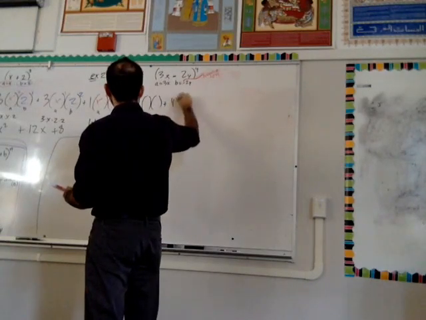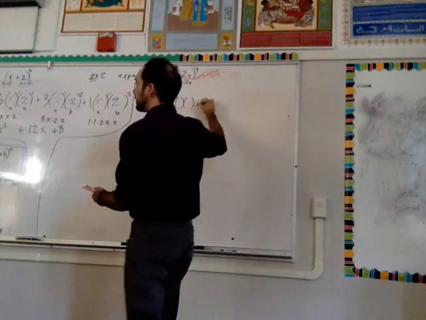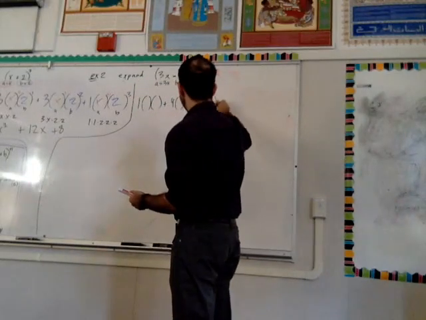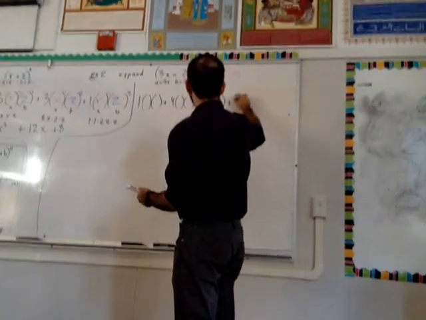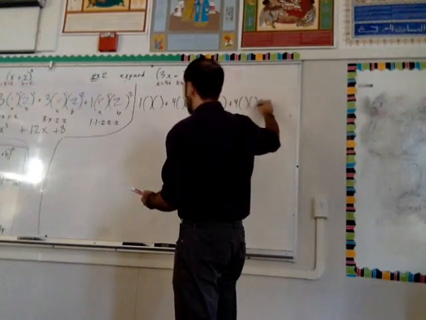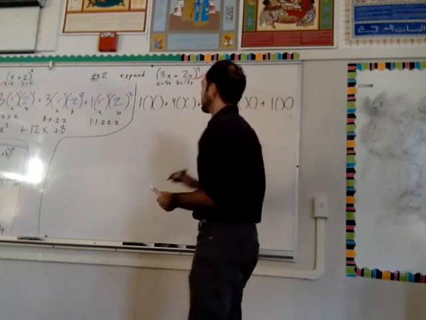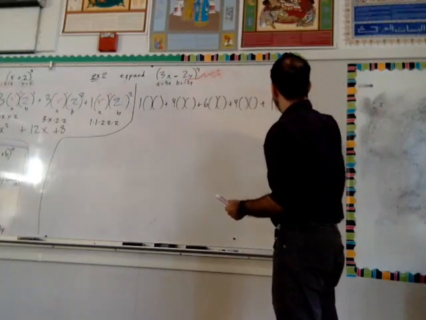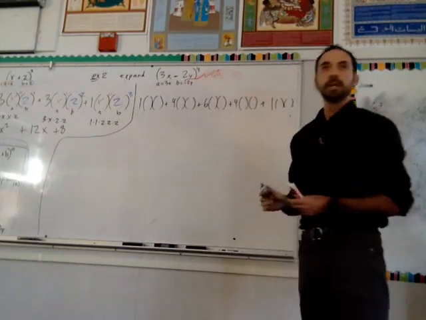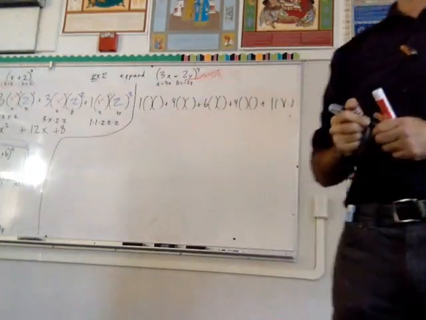plus 4 times an A and a B plus 6 times an A and a B plus 4 A and B plus 1. Everybody got that step? Got that step?